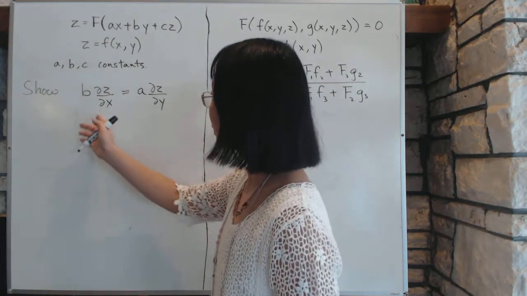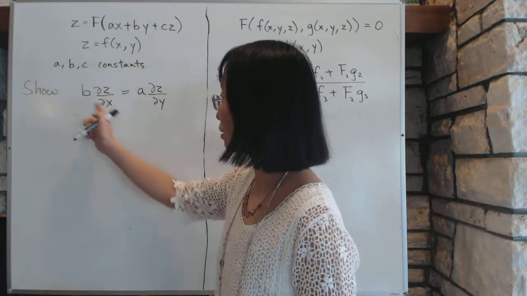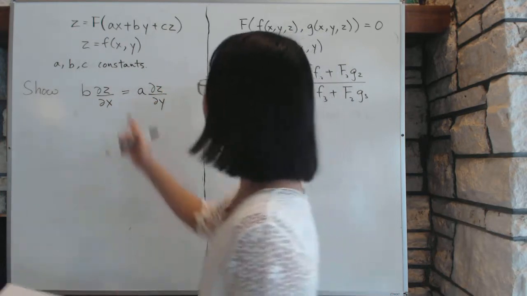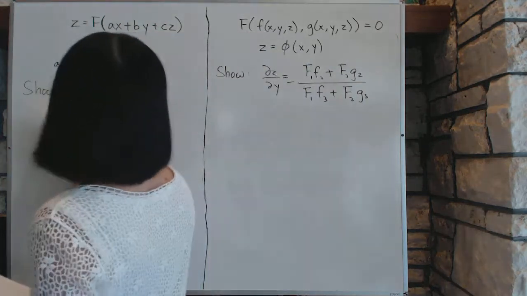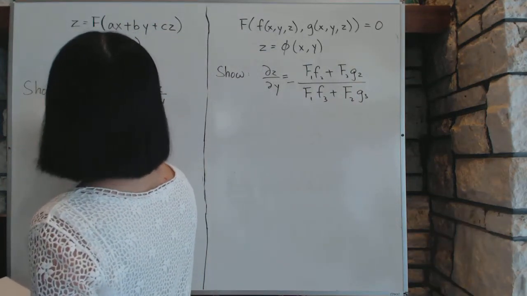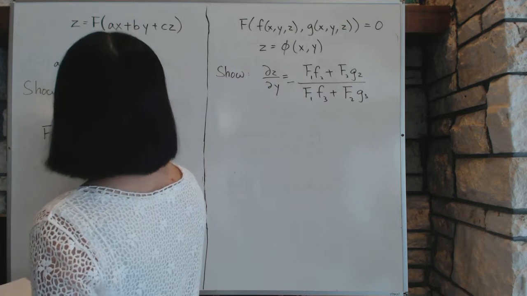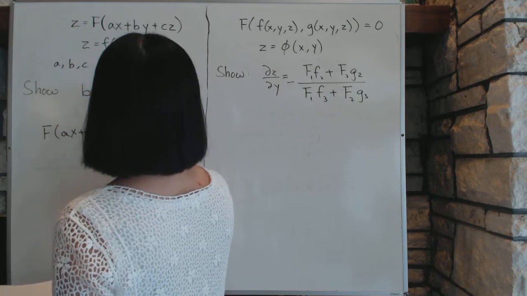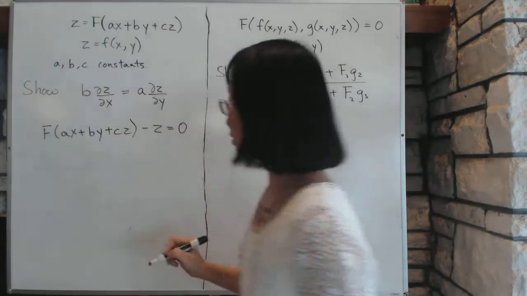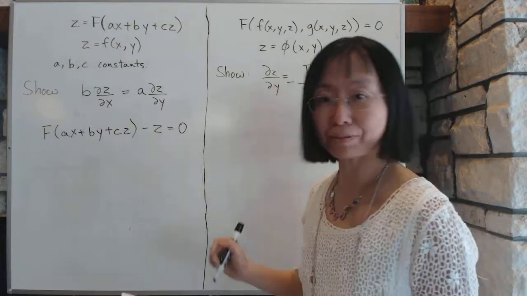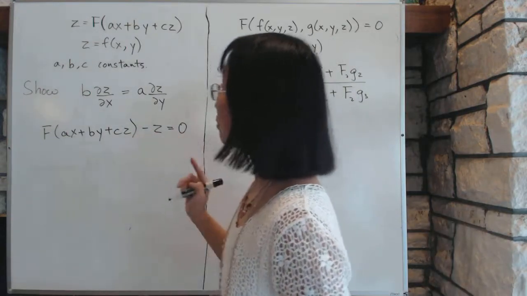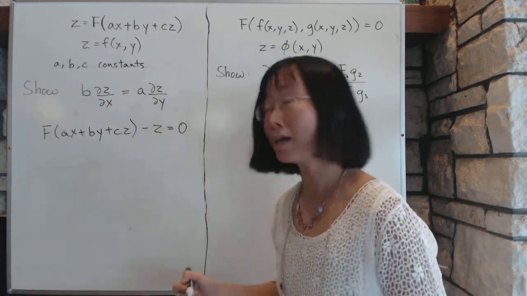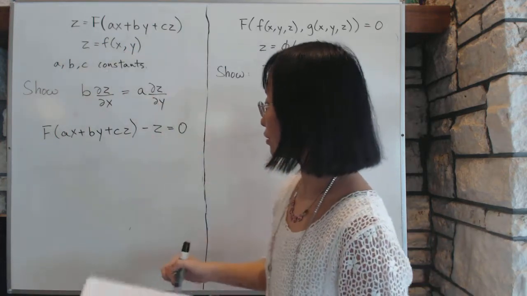We're trying to show here that this particular equation exists, that is b partial c partial x equals a partial c partial y. Now to do that, we will write this down slightly differently. So this is the same as F(ax + by + cz) minus c equal to 0, so that we have that equal to 0 relationship that we've been doing. Then we're going to plug in c as f(x,y). So c now depends on x and y in the function f relationship.